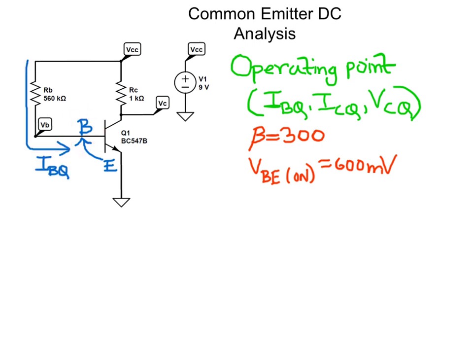Our first objective is to find the value of the quiescent base current IBQ. Since we know the value of the base voltage VB, the supply voltage VCC, and the base resistor RB, we can determine the quiescent base current IBQ by applying Kirchhoff's voltage law across this network.